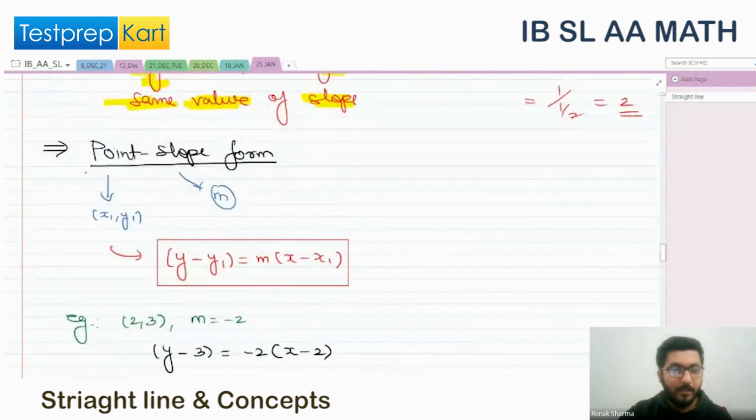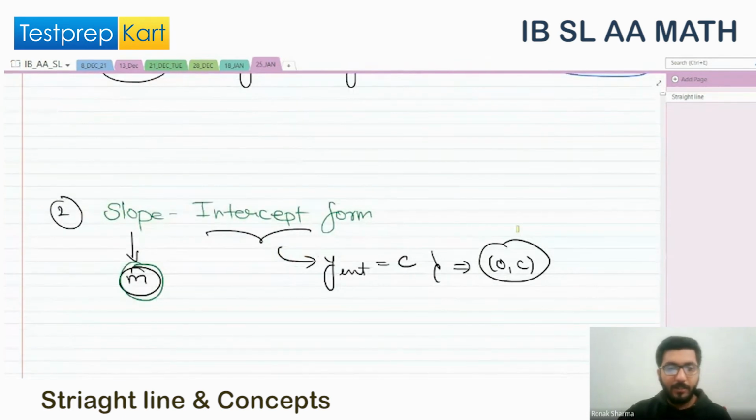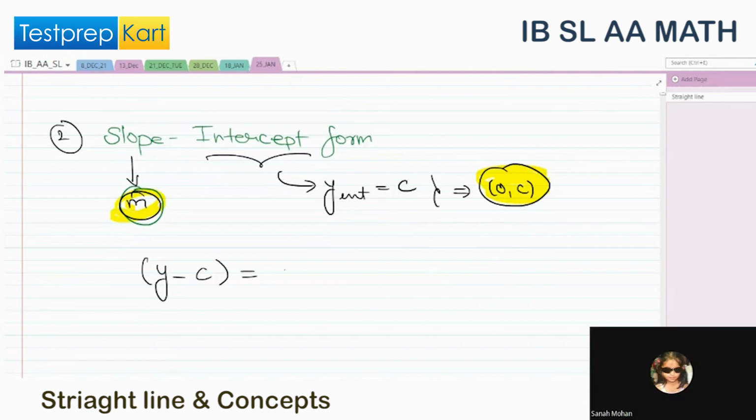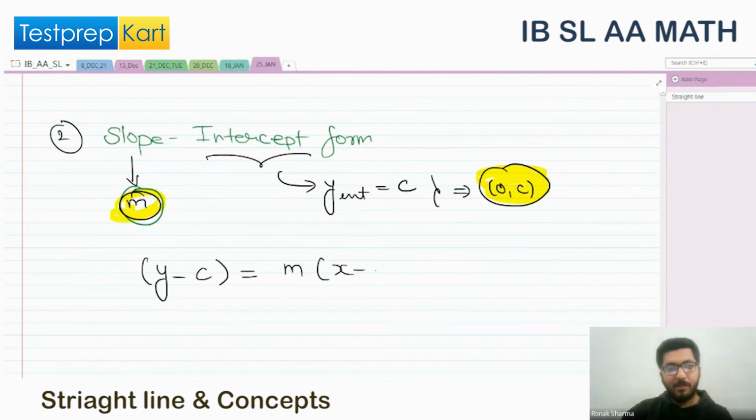The point and the slope. So we only have one point on the straight line and the slope. What was the formula for that? Y minus the y coordinate, that is c here, equals m times x minus the x coordinate, that is 0. So y minus c equals mx. From here, y comes out to be mx plus c.